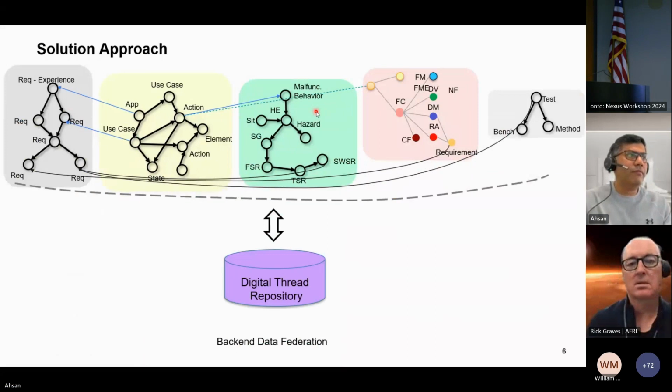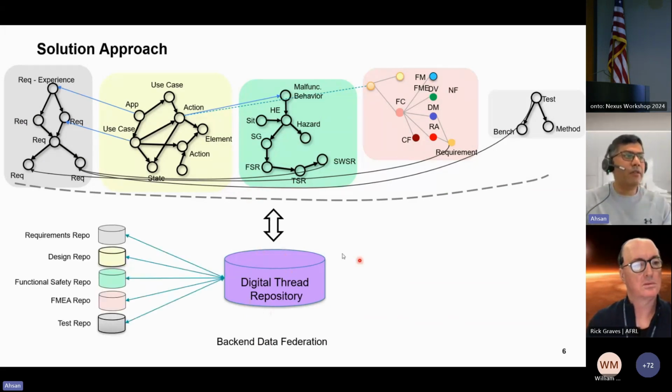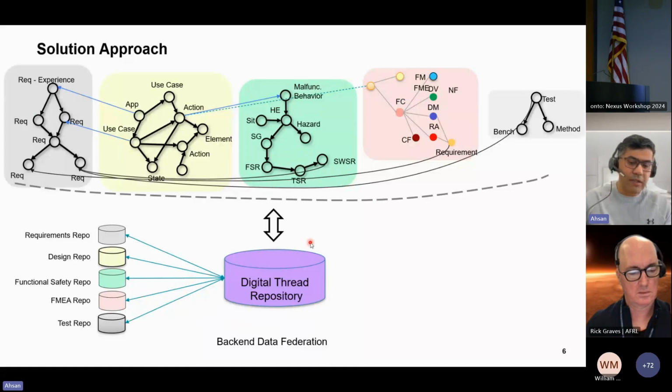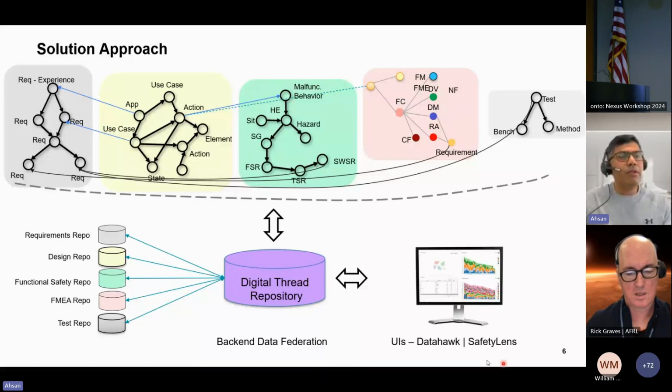So again, if you think from an ontological perspective, one way of trying to think of this problem is to build some digital thread repository, which basically will be your backend. You will mine and query information from all of these design repositories on the top, and you will do your secret sauce here to then provide to some user interface answers to the questions they're interested in.